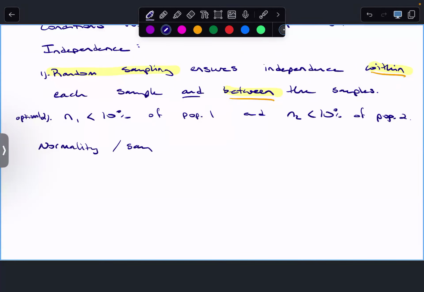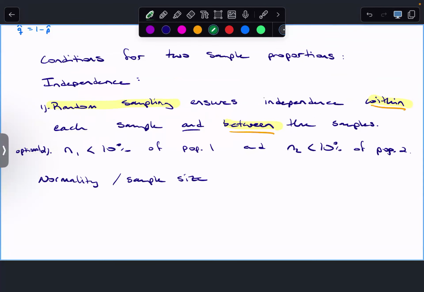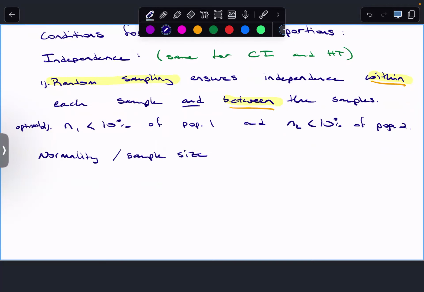The normality or the sample size condition, the independence condition is the same for hypothesis testing or confidence interval and hypothesis testing. So I think that's how we introduce them. The sample size condition differs for a confidence interval versus a hypothesis test, right?